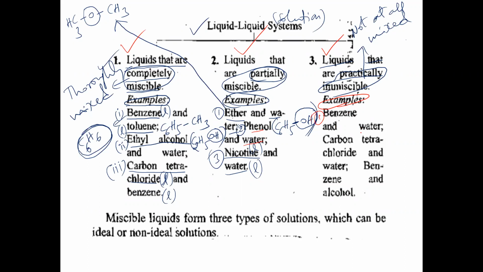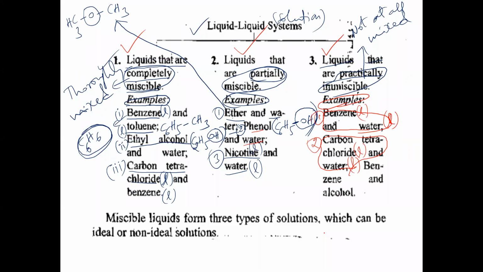But benzene and water are immiscible liquids. Immiscible liquids means one cannot be mixed with the other liquid. So benzene liquid and water liquid are practically immiscible with each other. And second example of this kind: carbon tetrachloride and water. Means CCl4 liquid and liquid water. These two are also immiscible liquids. Immiscible meaning they are not mixed with each other.